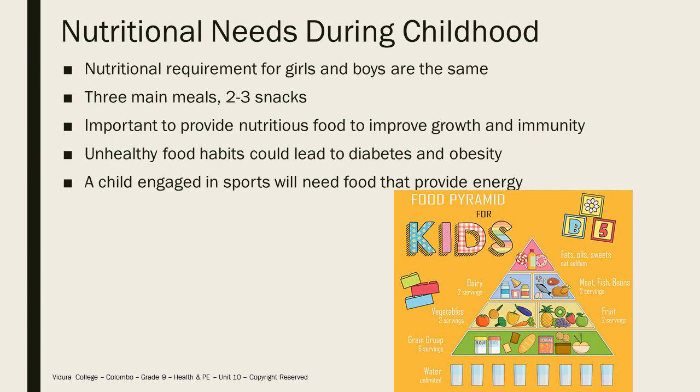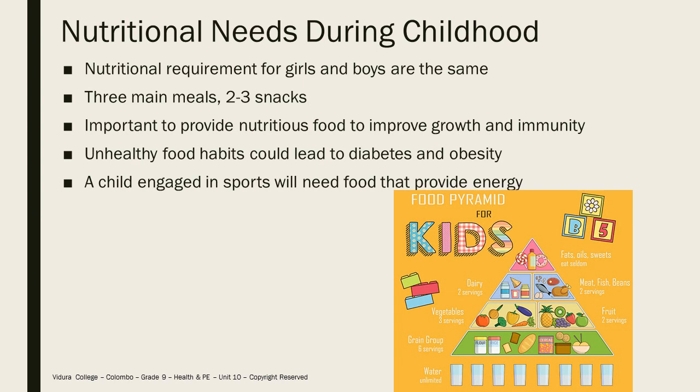From 1 to 9 years is the stage of childhood. Nutritional requirements for both girls and boys are the same. They could be given about 3 main meals per day, and in between 2 to 3 snacks could be given. It is important to provide good nutritional food to children of 1 to 9 years of age because it helps in improving their growth and immunity.